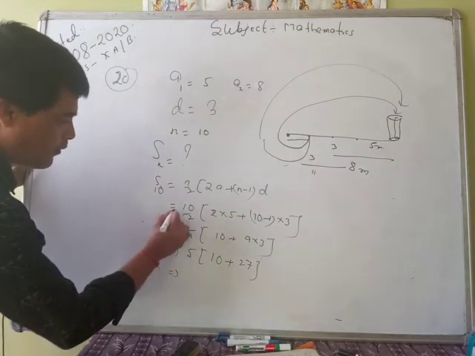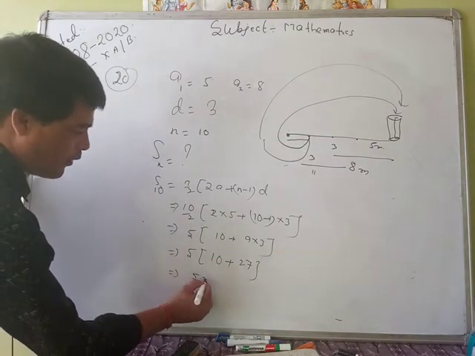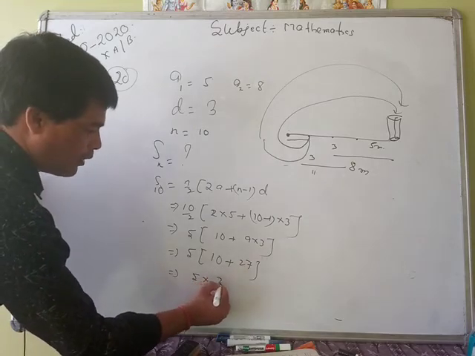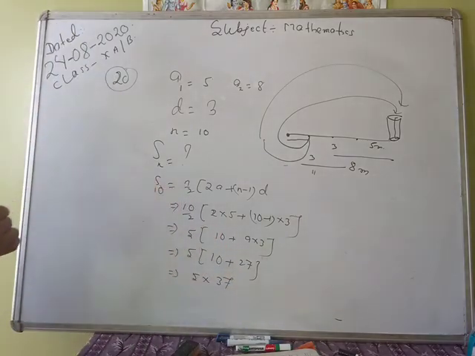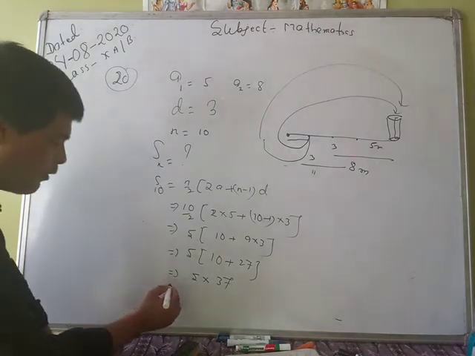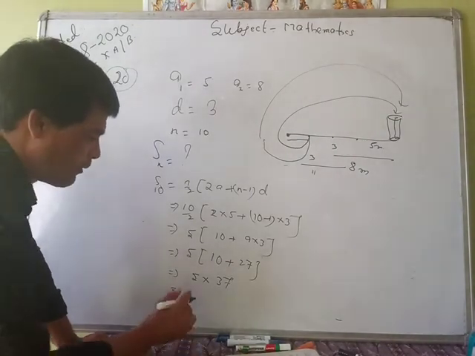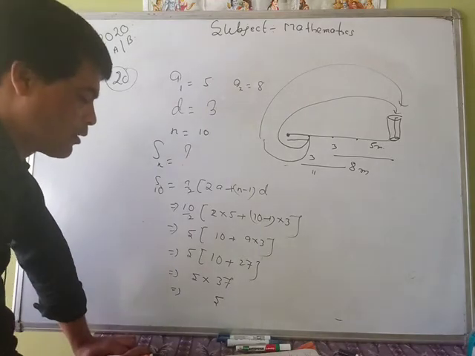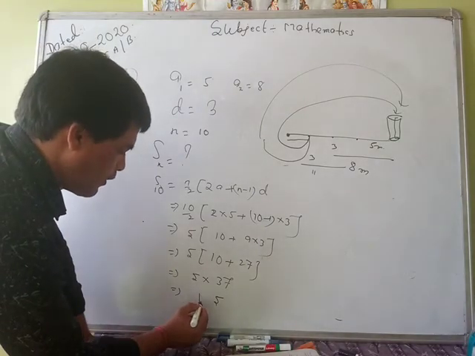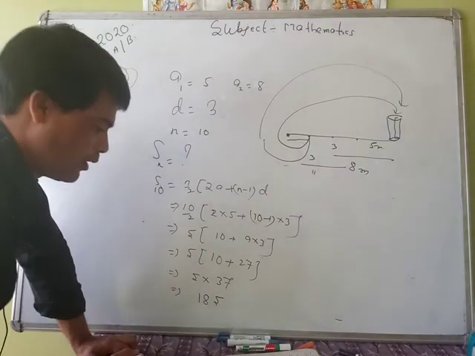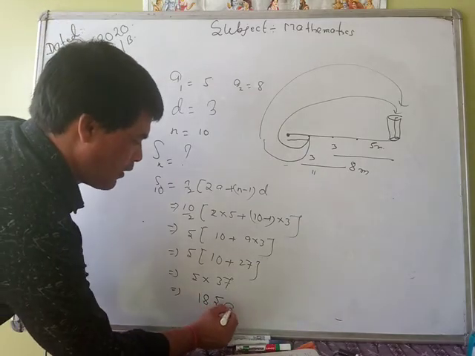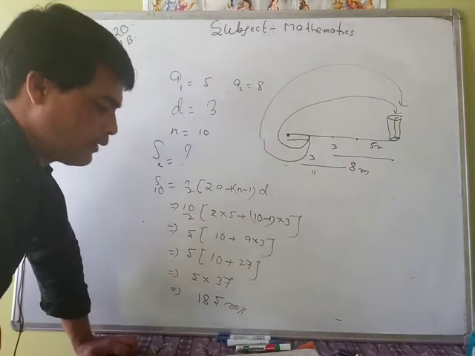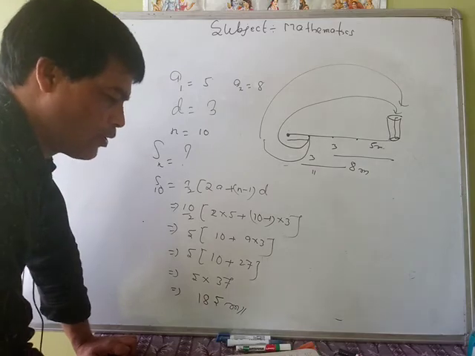Next step is 5 into 37. 27 plus 10 is 37. Now again we have to multiply. 5 into 7 is 35, 3. 5 into 3 is 15, 15 plus 3 is 18. 185 meters that competitor has to run.